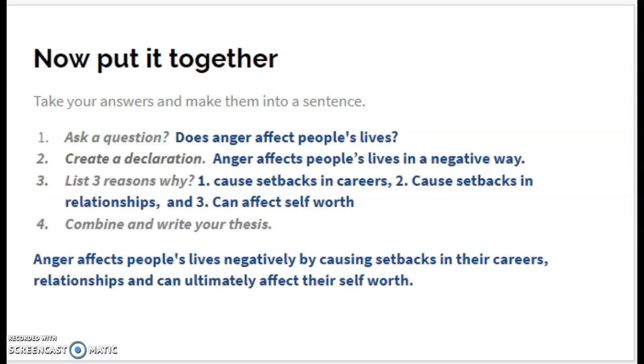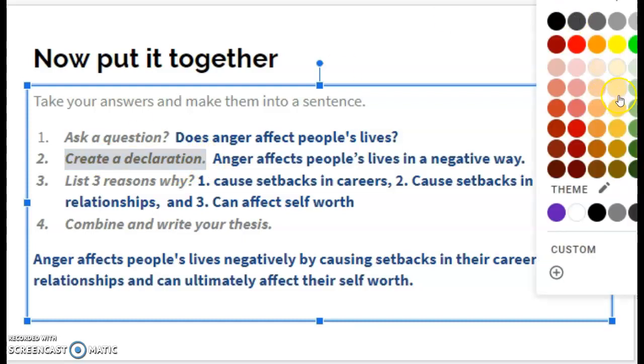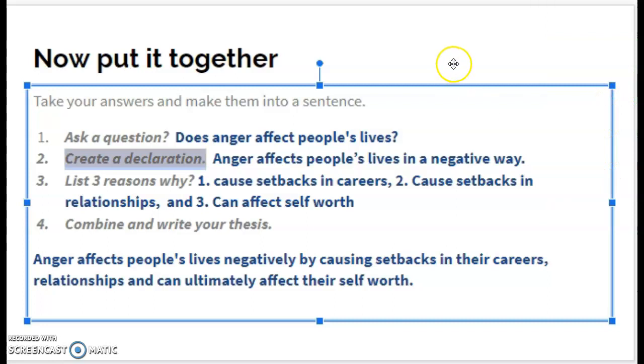First, you ask your question. So let's say I'm writing a paper about how anger affects people. So I would say, does anger affect people's lives? That's my question. Next, I create a declaration. This is just a statement, right? So my declaration is anger affects people's lives in a negative way. That's my statement. Next, I have my reasons why.